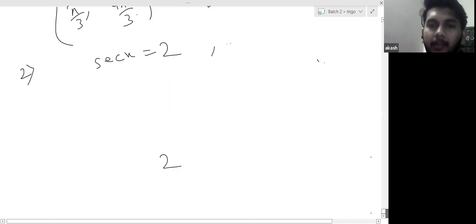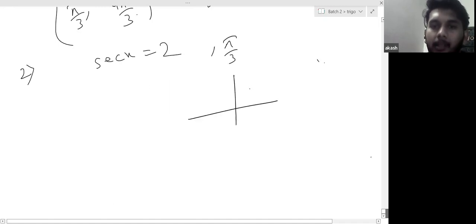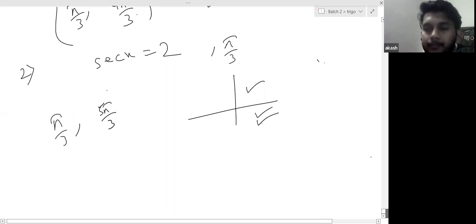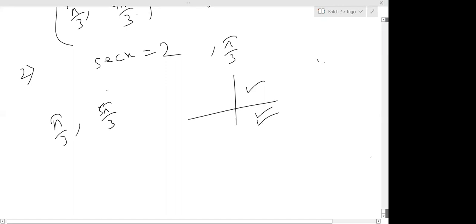Sec x is 2 at pi by 3, right? So the answers will be in the first quadrant and the fourth quadrant. One is pi by 3, and the other will be 2 pi minus pi by 3, so 5 pi by 3. All right. Is this all right? Next question. Write down cot x equals minus root 3.